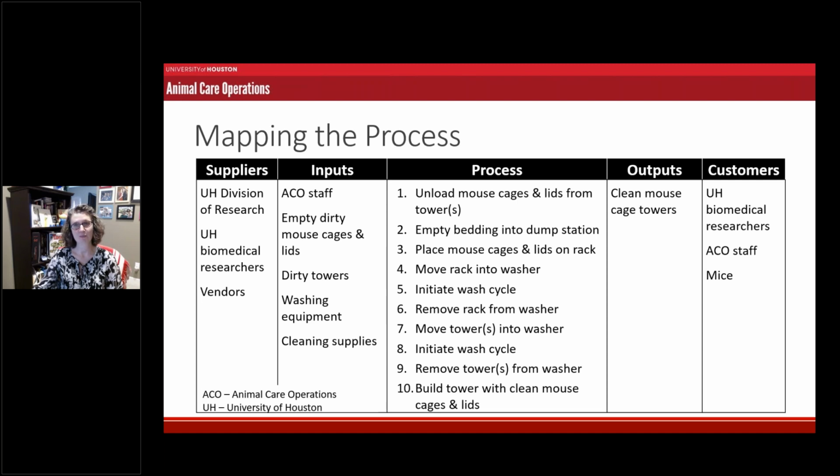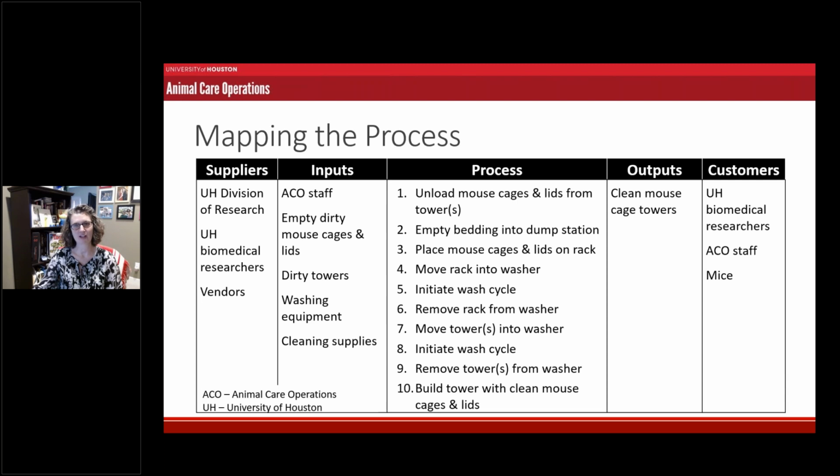The goal of this process, if we move to the other side with the outputs, is to come up with clean mouse cages in their towers. And those are going to be used. The customers there you see at the end are our biomedical researchers, the staff, and of course the mice benefit from these clean mouse cages as well.